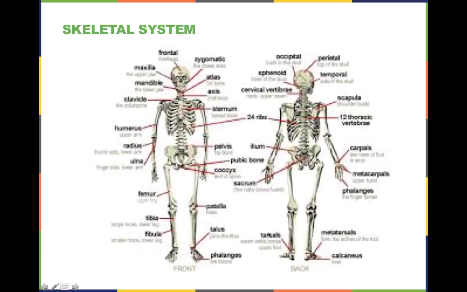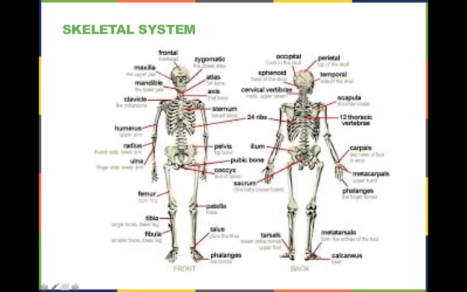Now I'm going to use this picture just to go over some bones, and we'll go over these again in more detail. But if you start from the bottom, the toes and the fingers are called phalanges. The bones in the foot are called metatarsals. The bones in the hand are called metacarpals. The wrist is called the carpals. The ankle is called the tarsals.